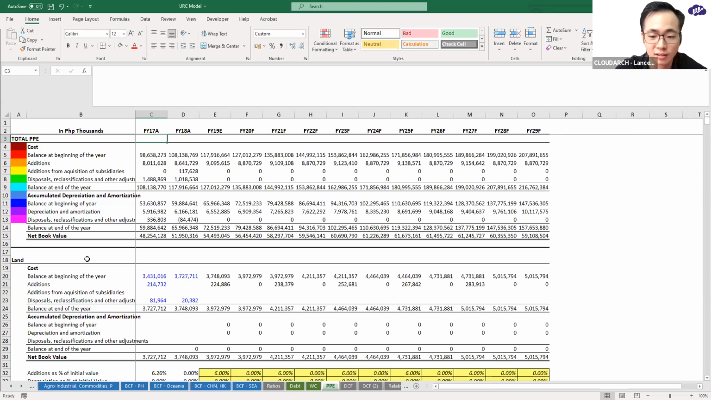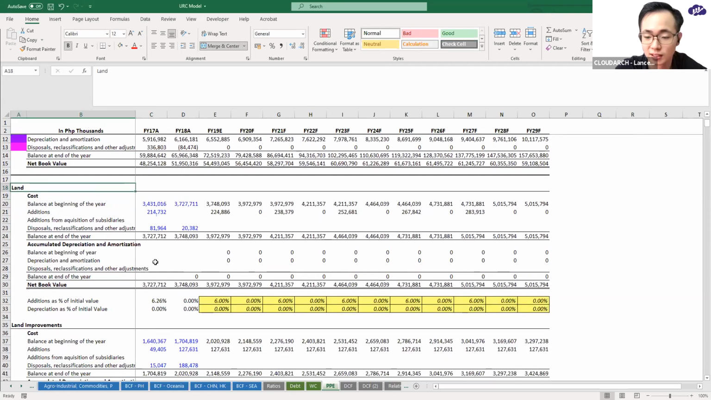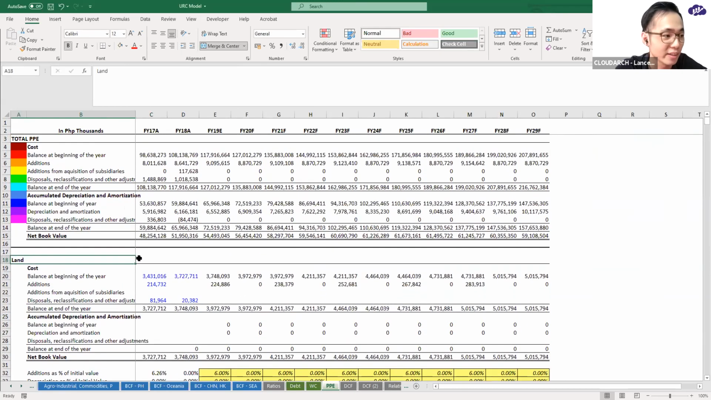And then for each of their, well, you don't have to do for each naman. You can do the most significant PPE and then just forecast that one.